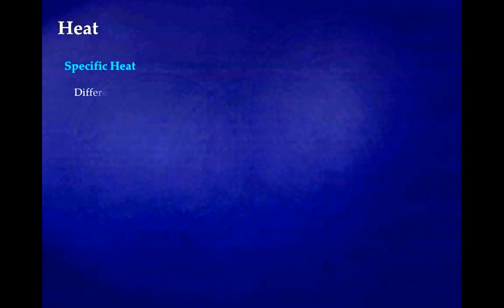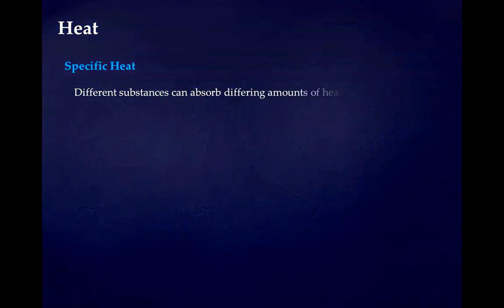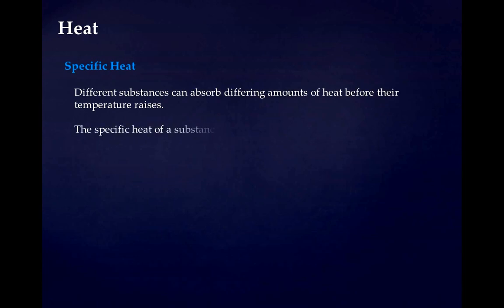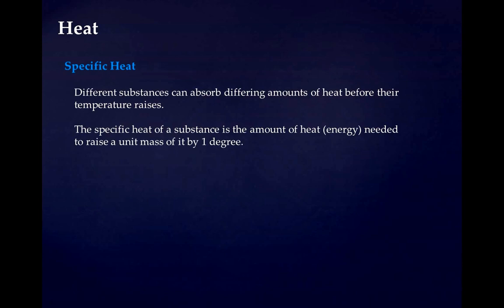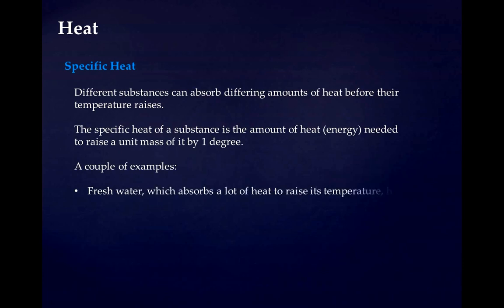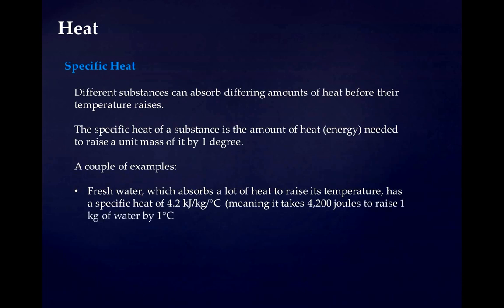Specific heat. Different substances can absorb differing amounts of heat before their temperature raises. The specific heat of a substance is the amount of heat energy needed to raise a unit mass of it by 1 degree. A couple of examples. Fresh water, which absorbs a lot of heat to raise its temperature, has a specific heat of 4.2 kilojoules per kilogram per degree Celsius, meaning that it takes 4,200 joules to raise 1 kilogram of water by 1 degree Celsius.